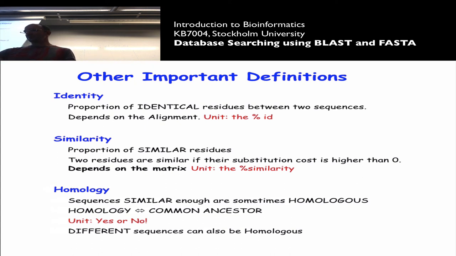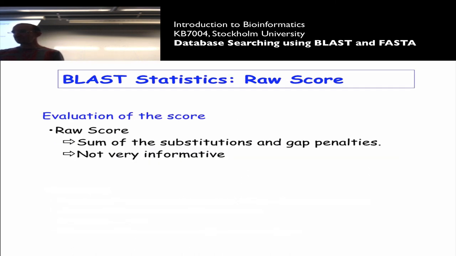So we basically want to find homology. We want to find things that are related. And these measures, although they are very intuitive, are statistically not the best way to do it. So basically, we have a score, a number, from dynamic programming. It is just the sum of substitution and gap penalties. The problem is that it's very hard to interpret. What does it really mean? It's a very good measure somehow, because that's what we're trying to optimize, but it doesn't really mean anything.